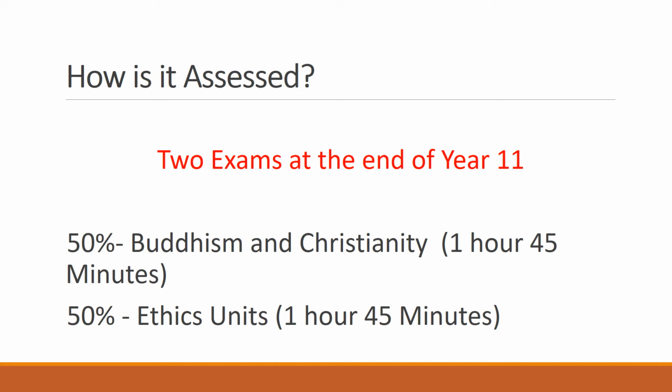The course is assessed at the end of Year 11, and included are 2 exams. 50% of the exam marks are carried by the Buddhism and Christianity unit. This paper lasts for 1 hour and 45 minutes. The other half of the marks come from the ethics unit, again 1 hour and 45 minutes.